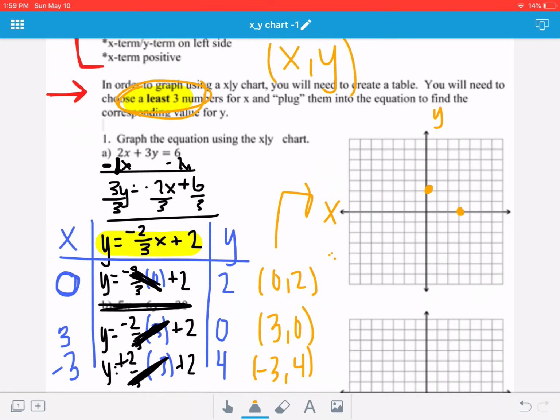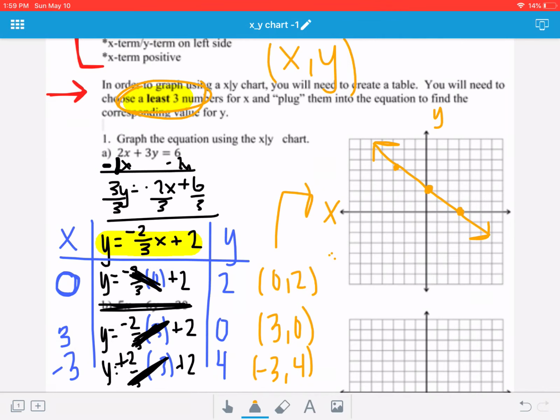The x value is negative 3, so from the origin I'm going to go left 3, and then up 4. And then you guys, after you get your 3 points, do your best to connect the dots, put your arrows, because lines go on forever, and there's your line.